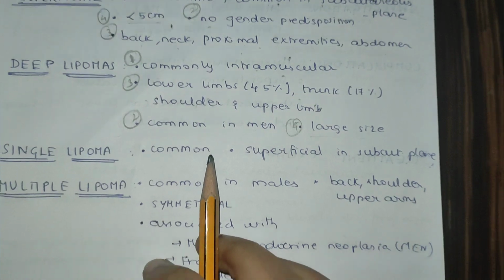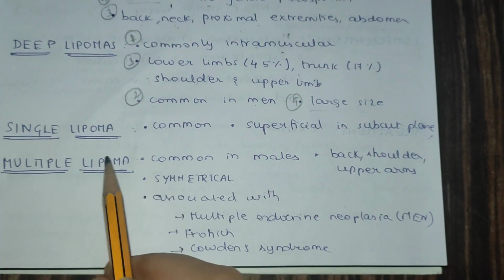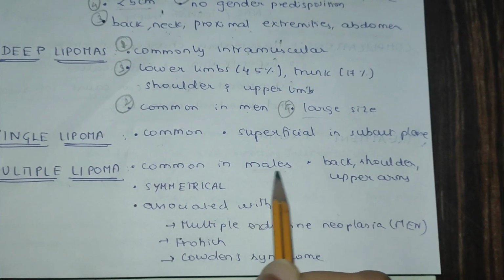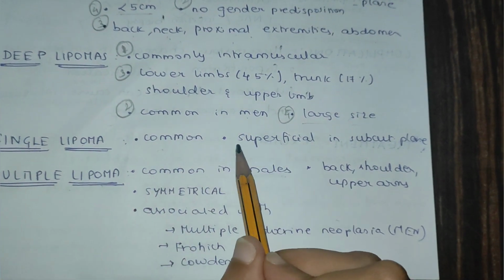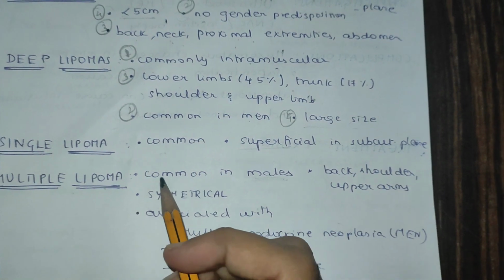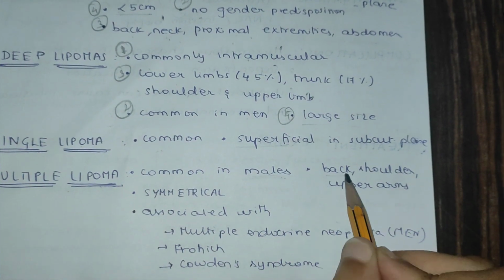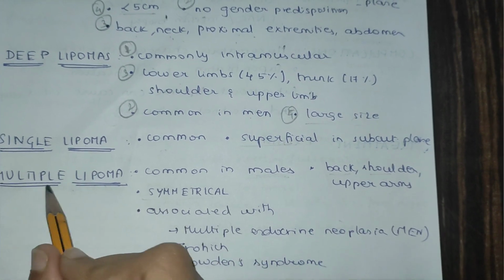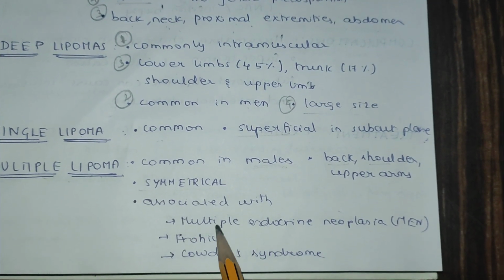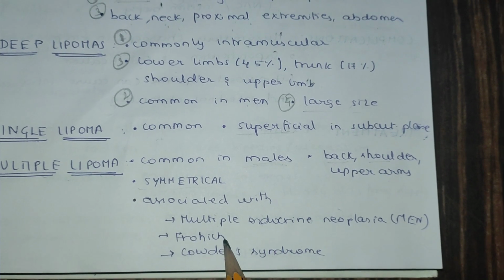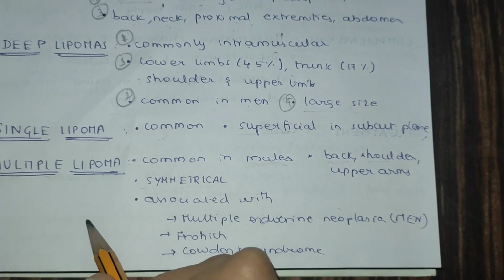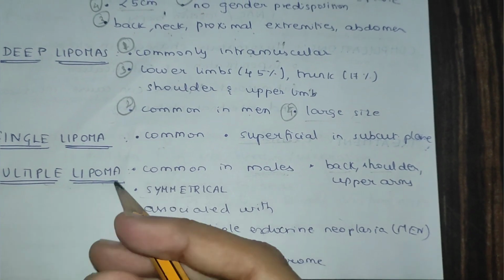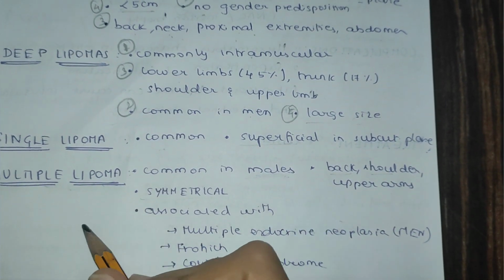So next, coming on to the single and multiple lipoma. So single lipoma is common generally, and multiple lipoma is common in males. Single lipoma is a superficial one, and multiple lipoma usually occurs in back, shoulders and upper arms. It is symmetrical, and multiple lipomas are usually associated with multiple endocrine neoplasia, Froehlich syndrome and Cowden syndrome. So multiple lipoma, in the sense, an area contains multiple masses of fat tissue, that is lipoma.